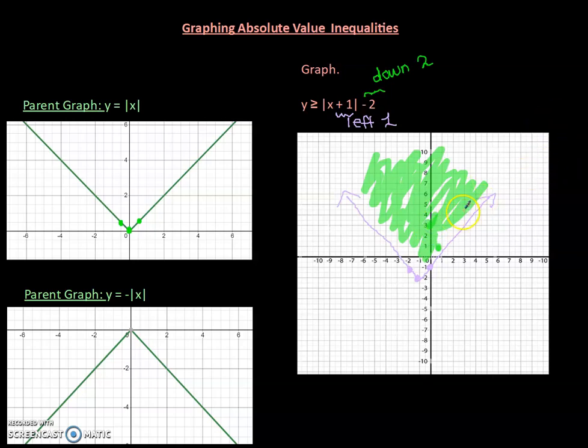Again, I'm going to keep it simple. Let's go with 0, 4. So x is 0, y is 4. If I replace that in, x is 0, 0 plus 1 is 1, 1 minus 2 is negative 1, and 4 is greater than negative 1. So if I replace the x and y's with the values that I chose, it's going to be a true inequality.